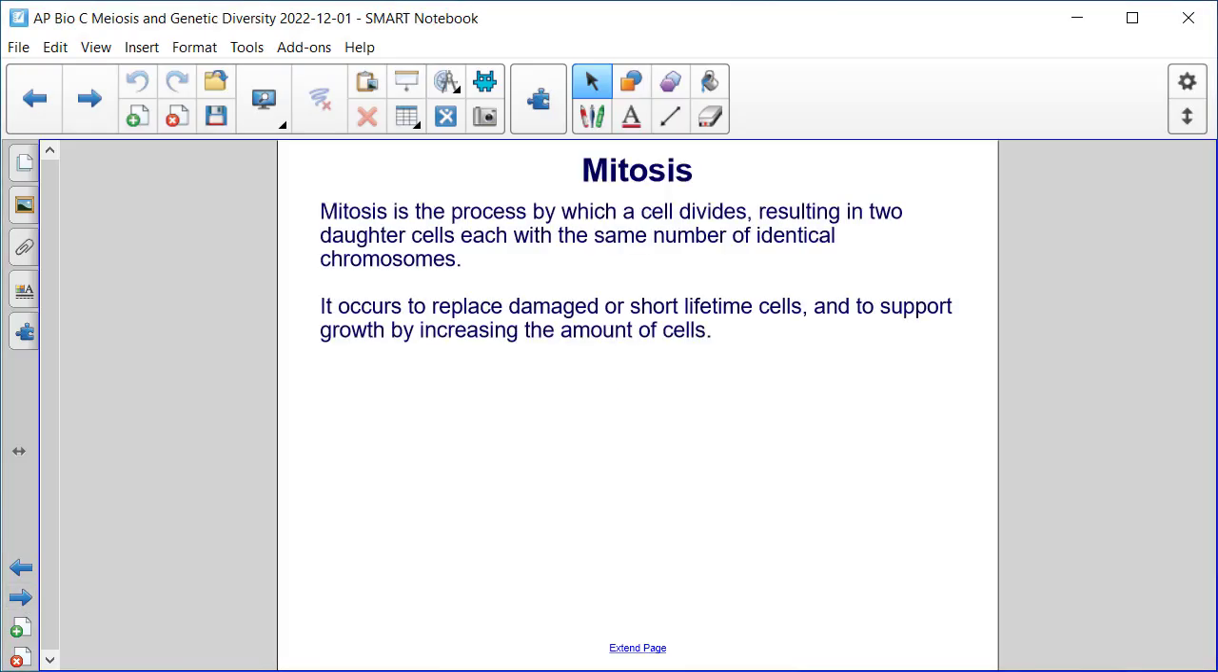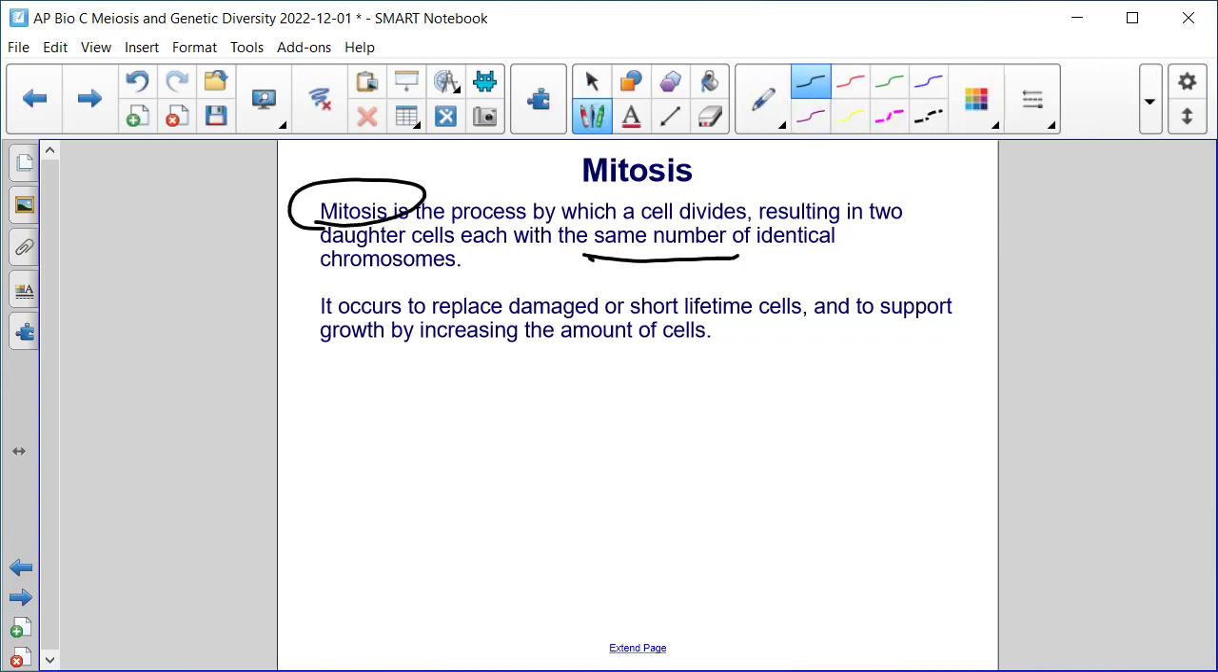Meiosis. Mitosis is the process by which a cell divides, resulting in two daughter cells, each with the same number of identical chromosomes. It occurs to replace damaged or short lifetime cells and to support growth by increasing the amount of cells.